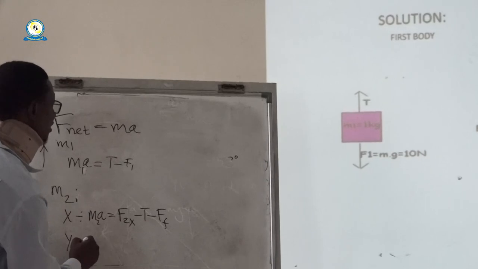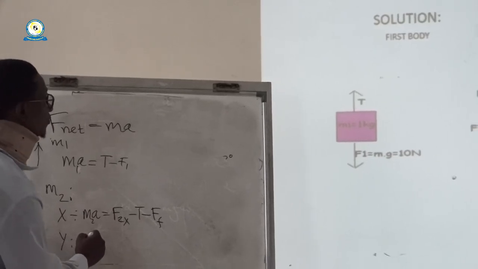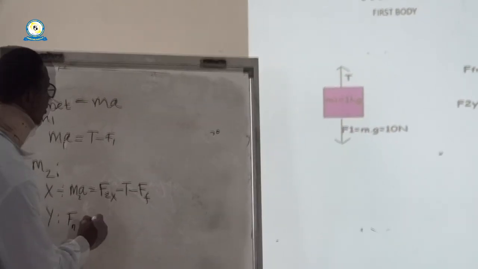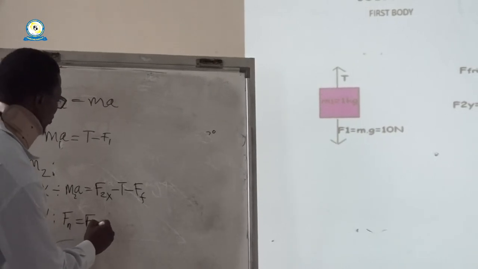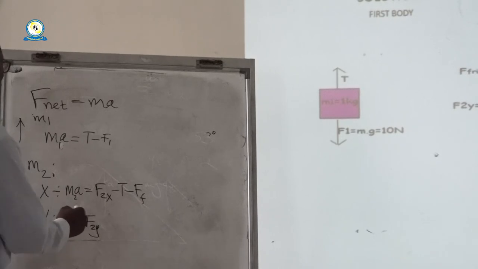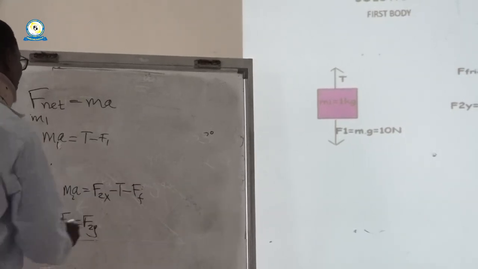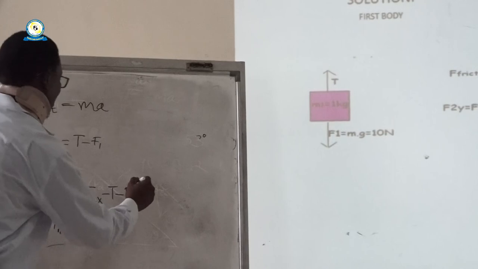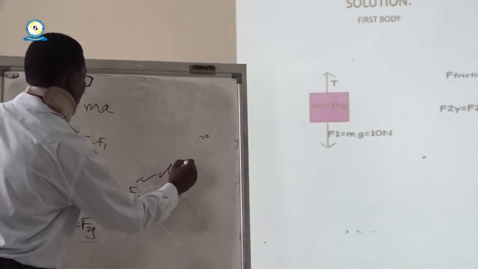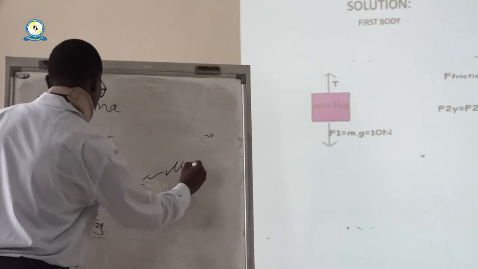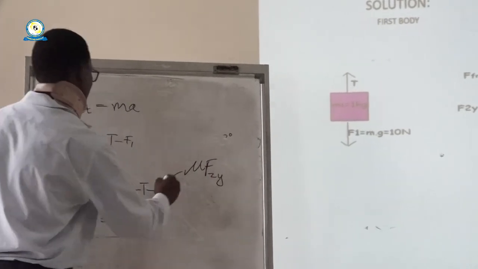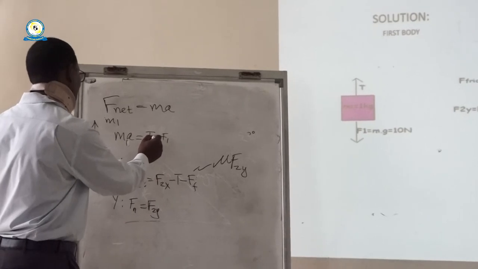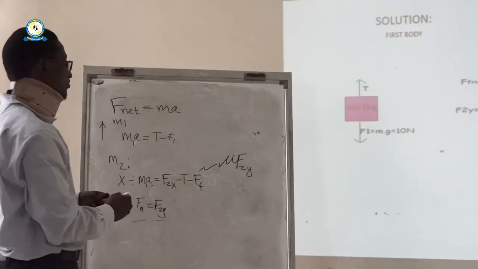In the y direction, F normal is equal to F2y. So when you want to know the friction force, you use the normal, which is this component F2y, so friction is mu times F2y. So when you solve both equations, you'll get A, and you'll get T also. That's all.